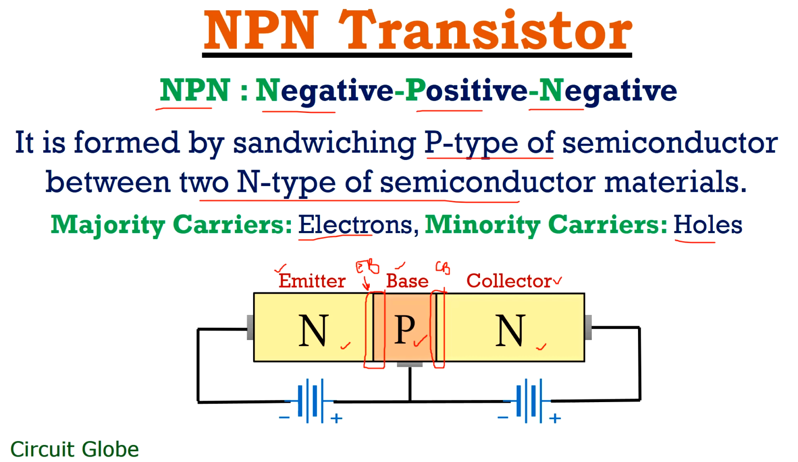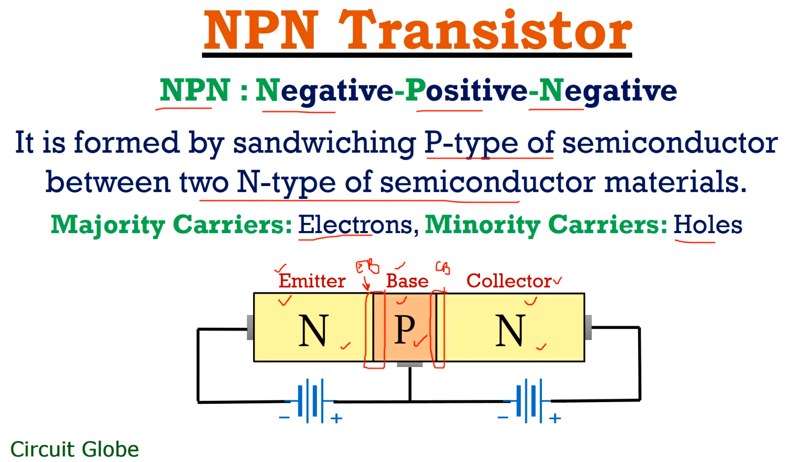During construction, the three layers are formed in a way that one is lightly doped, one is heavily doped, and the third one is moderately doped. Now you must be thinking which one is lightly doped, which is moderately doped, and which one is heavily doped. So guys, the emitter layer of the transistor is heavily doped, the base region is lightly doped, and the collector is moderately doped. You must note here that collector region has more area in comparison to emitter region.